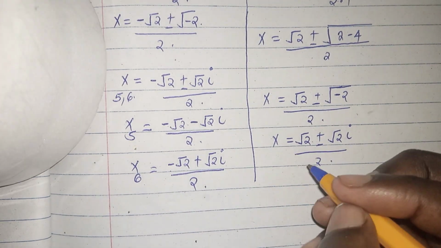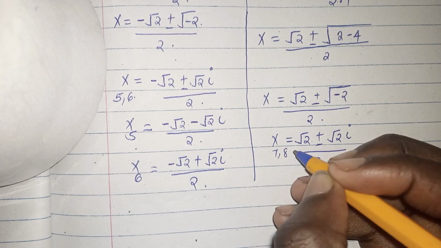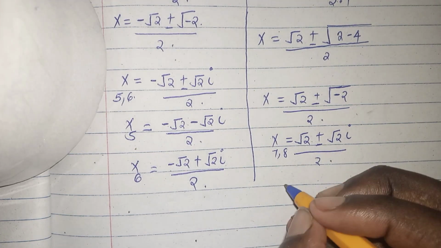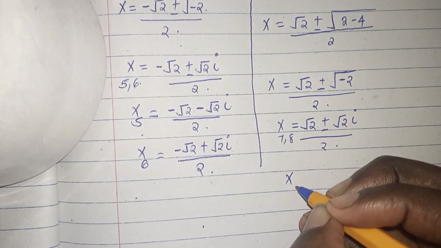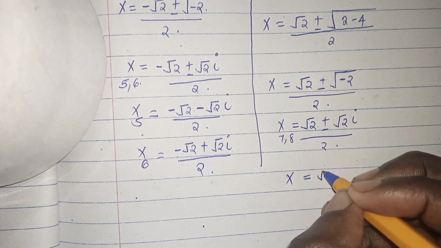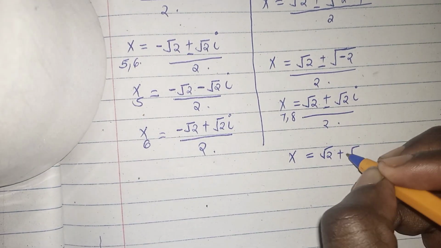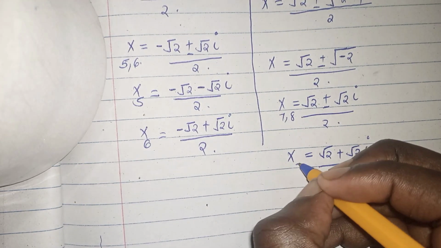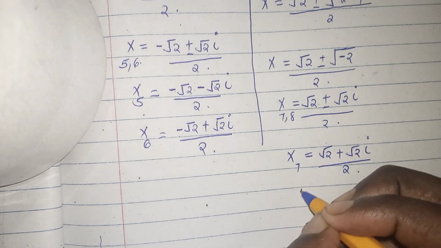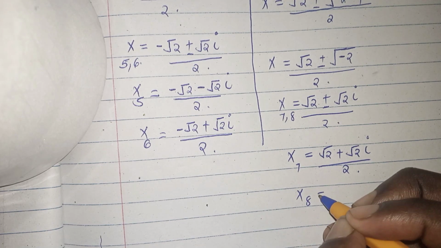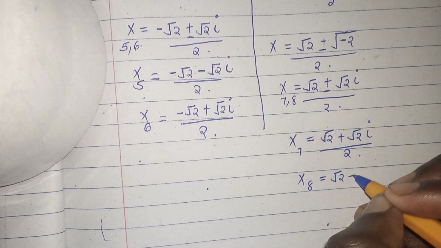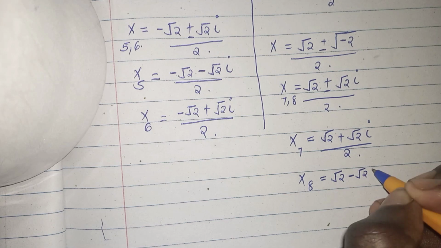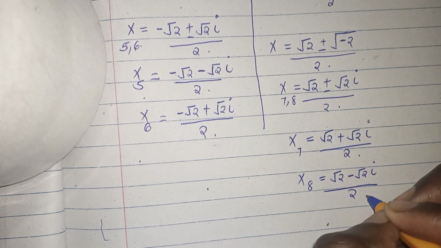So from this point we shall now have the 7th and the 8th value of x. So x is equal to the square root of 2 plus the square root of 2 imaginary over 2. So this is the 7th, and then we have the 8th value of x, which is square root 2 minus the square root of 2 imaginary over 2.